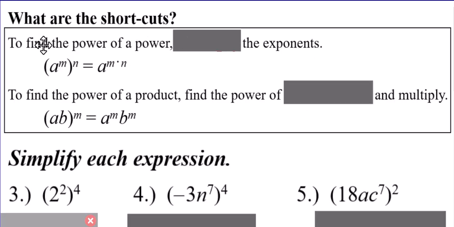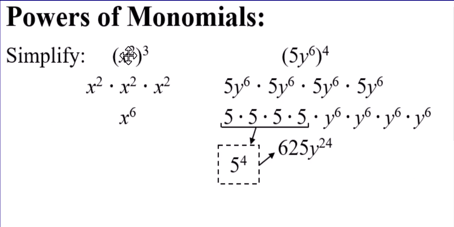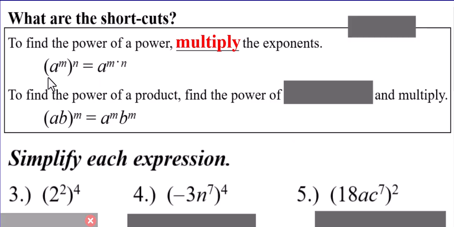Here are the shortcuts to find the power of a power. You can multiply the exponents. You probably saw it back here on x to the second taken to the third. If you take 2 times 3, boom, you would get 6. Even over here, 5y to the 6th, if you would take 6 times 4, boom, you would get 24. So when you have a base to a power and that's taken to a power, you can simply multiply the exponents together.